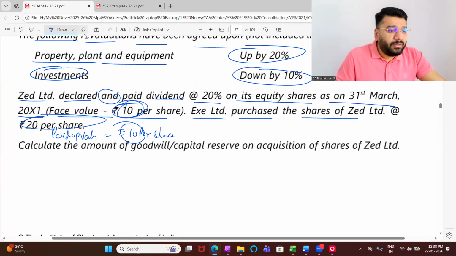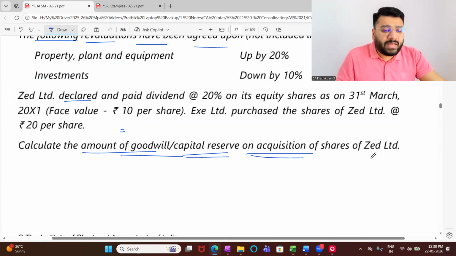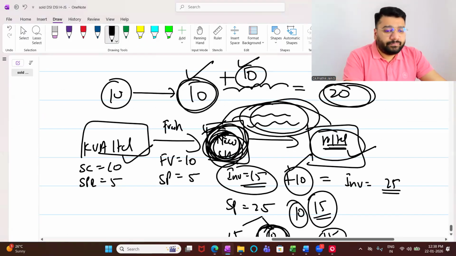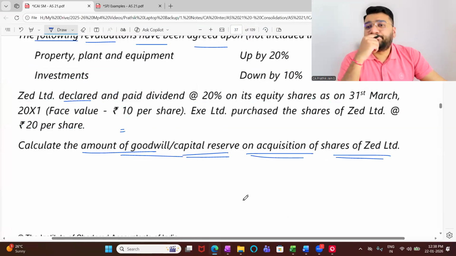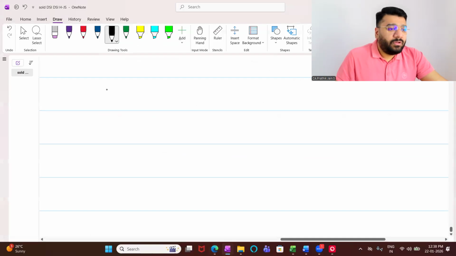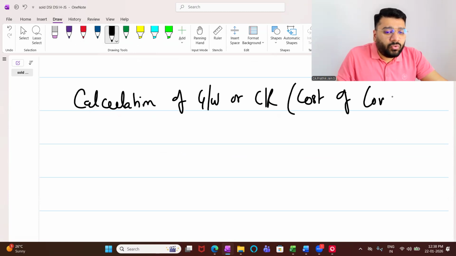Though this was not required, since you answered it wrong, I thought I'll explain it. Now, what is the requirement, people? Calculate the amount of goodwill or capital reserve on the acquisition of shares of Z Limited. Very good. How do we proceed, people? Working note number 2. Normally, that is no more a working note now, that is the main answer. What is it? Calculation of goodwill or capital reserve, which is also called cost of control.